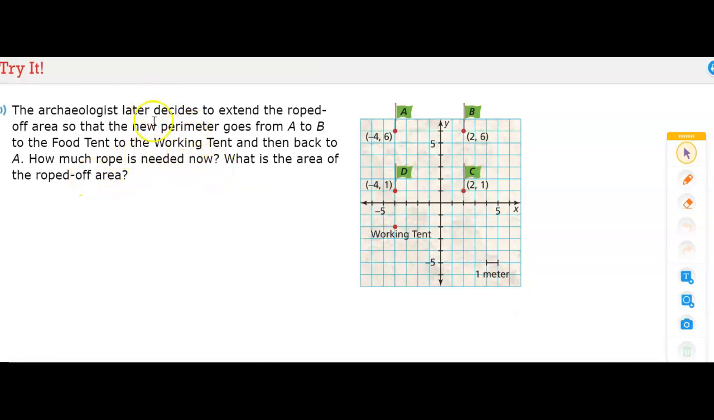How much rope is, okay, let's read this. The archaeologist later decides to extend the roped-off area so that the new perimeter goes from A to B to the food tent to the working tent and then back to A. How much rope is needed now? What is the area of the roped-off area?